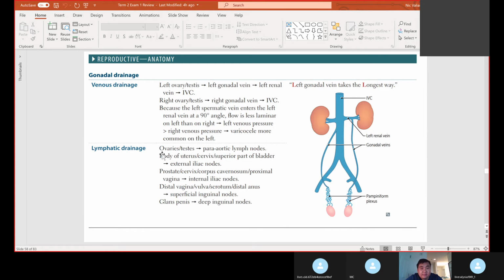Lymphatic drainage, high yield: ovaries and testes, para-aortic; body of the uterus, external iliac; prostate, cervix, internal iliac; distal vagina, scrotum, superficial inguinal; and the glans penis is deep inguinal nodes. Know the lymphatic drainage, those are high yield.